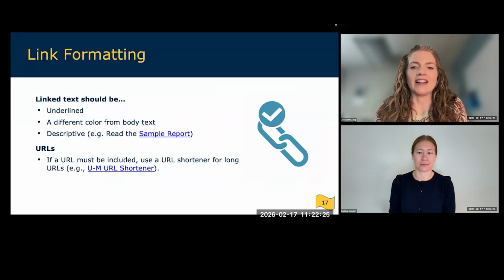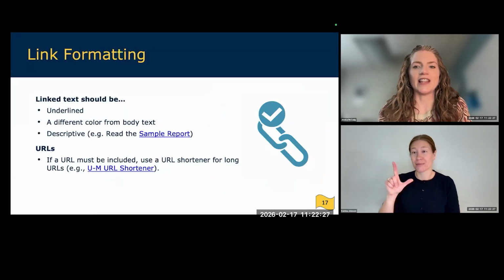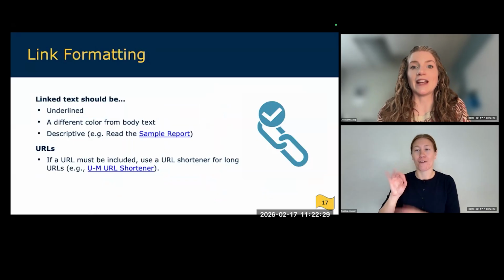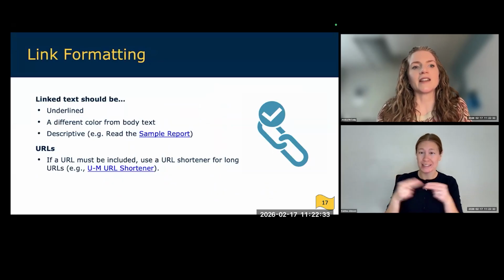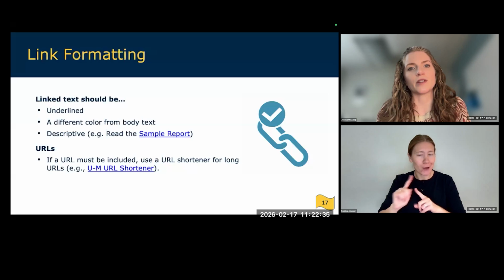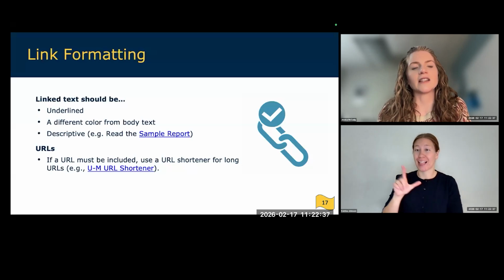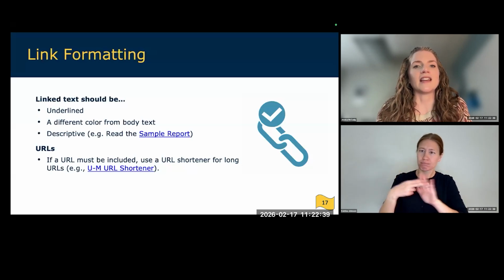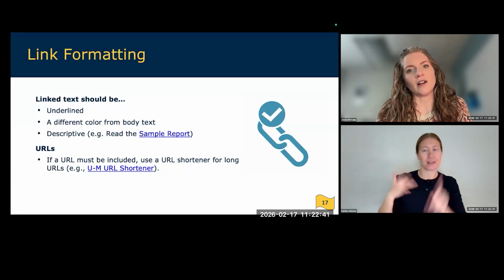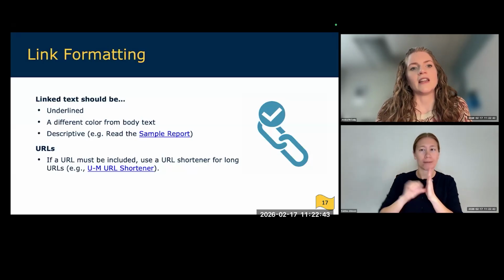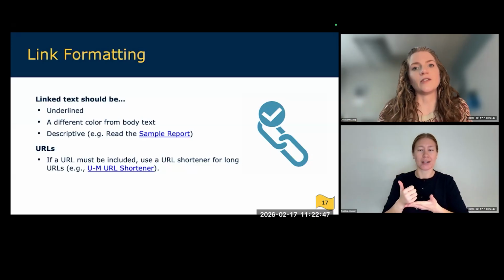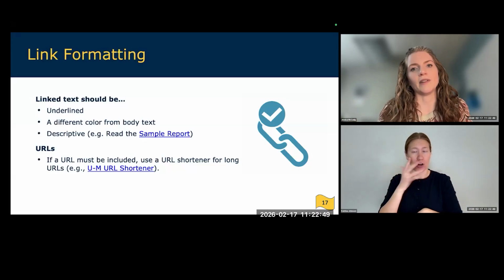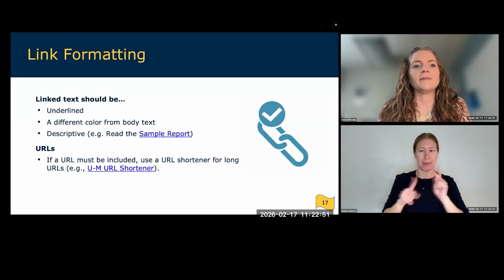Okay, link formatting. You might have links in your slide deck, and there are some accessibility features to be aware of. The first is that your link text should be differentiated from surrounding body text on your slides. Generally, we want to see link text underlined and a different color from the surrounding text. This helps to visually distinguish it, and it is the universal signal to people now that that is a hyperlink that you can engage with and click on.